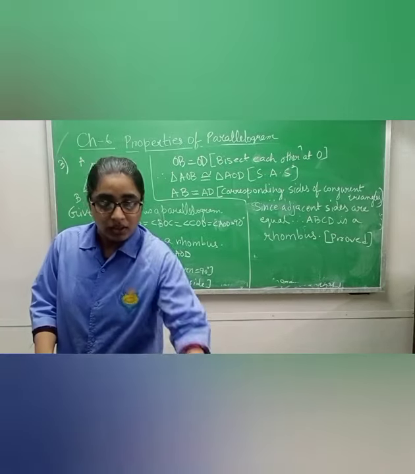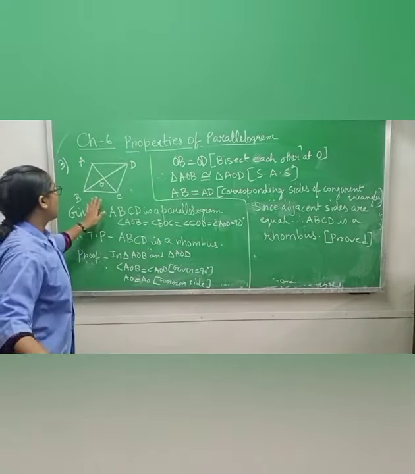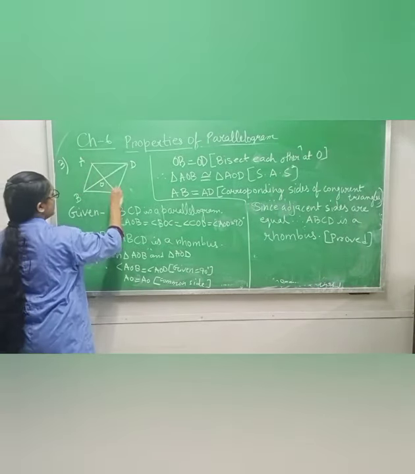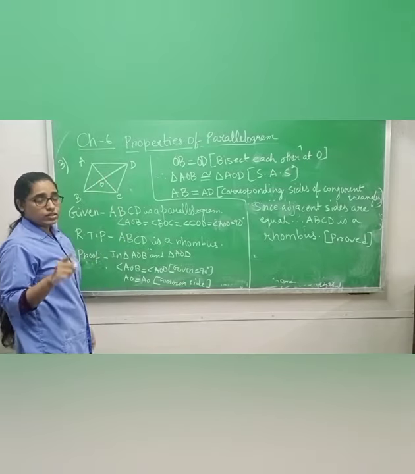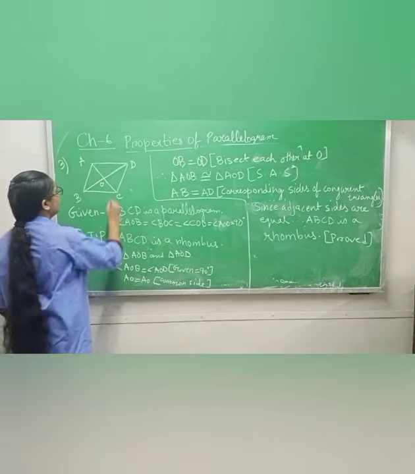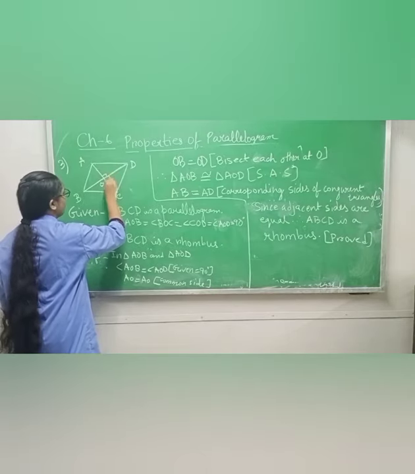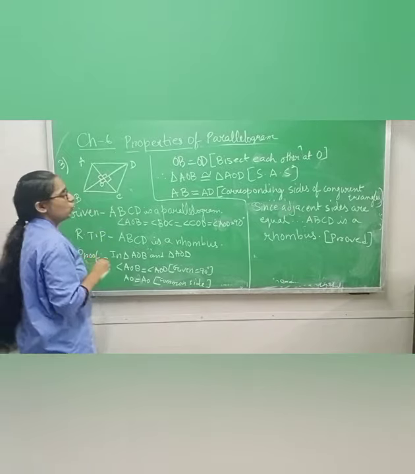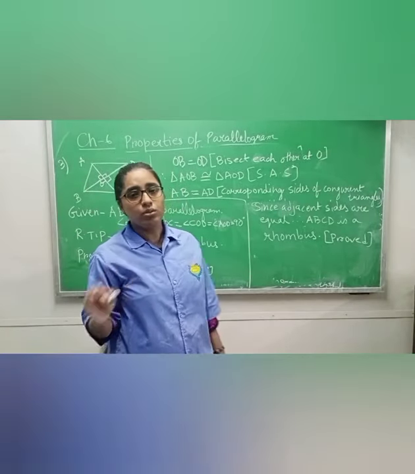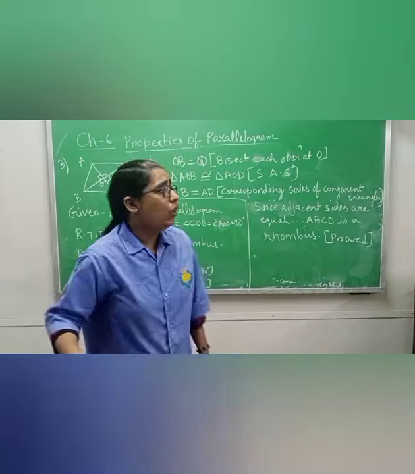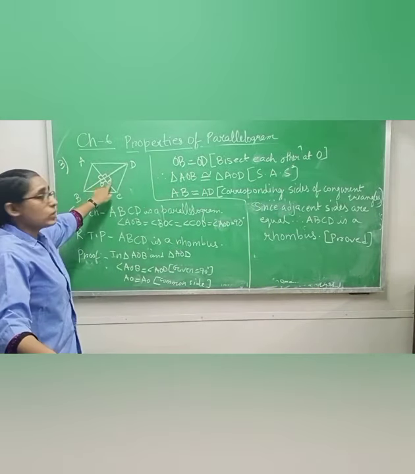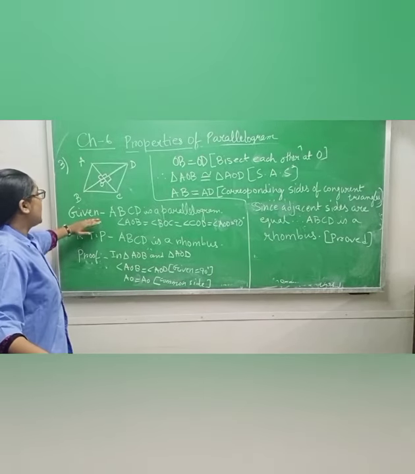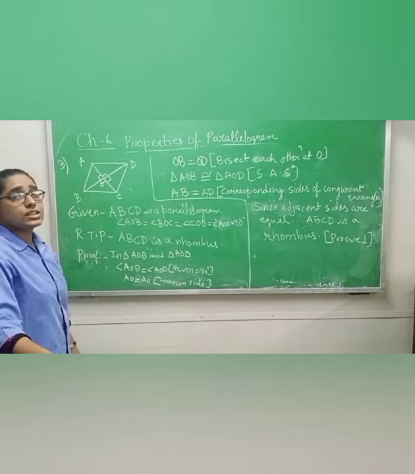Now I am making a parallelogram ABCD, and the diagonals are intersecting each other at a point O. It is written in your book that they intersect and make a right angle. Right angle means 90 degrees. If you don't know, please write right angle equals 90 degrees. So this one is 90 degrees, this one is 90 degrees, this one is 90 degrees, this one is 90 degrees. And we have to prove that ABCD is a rhombus.